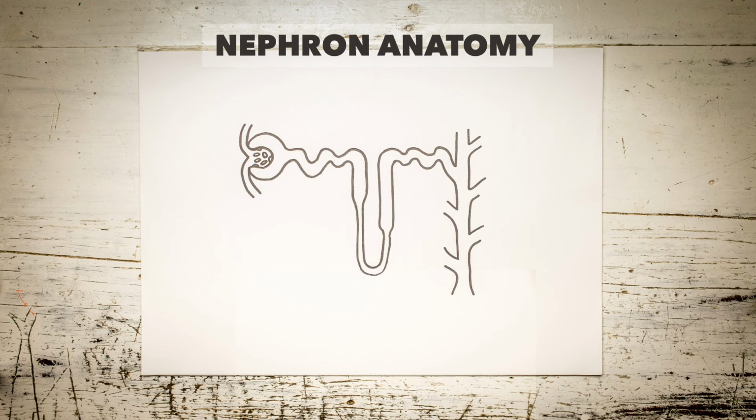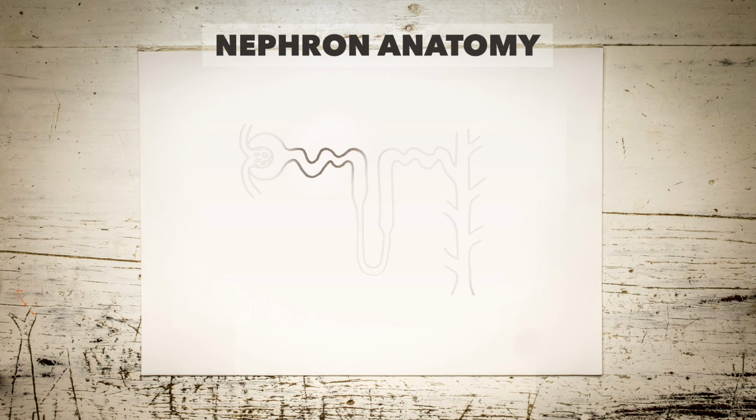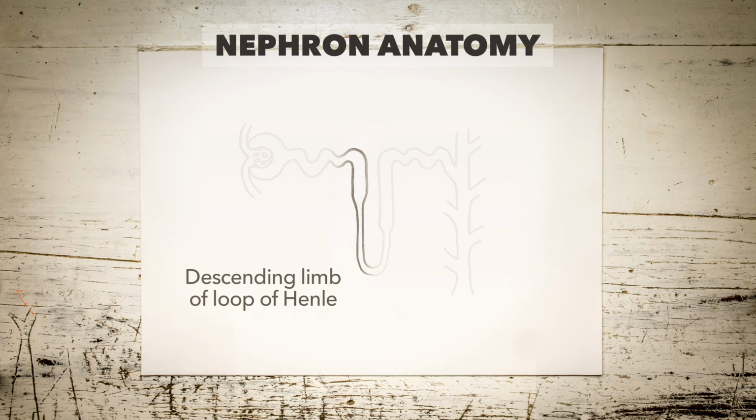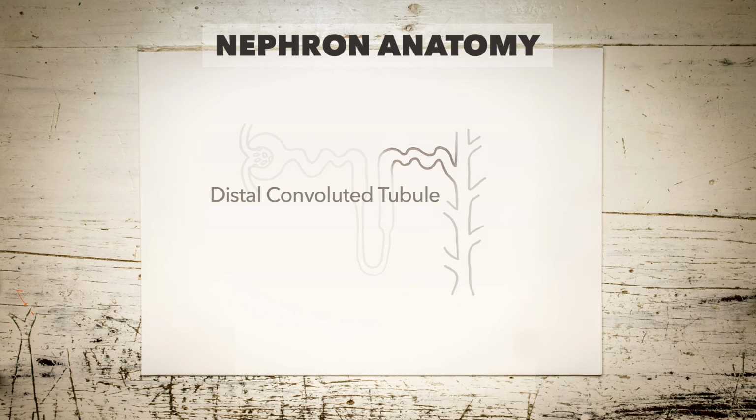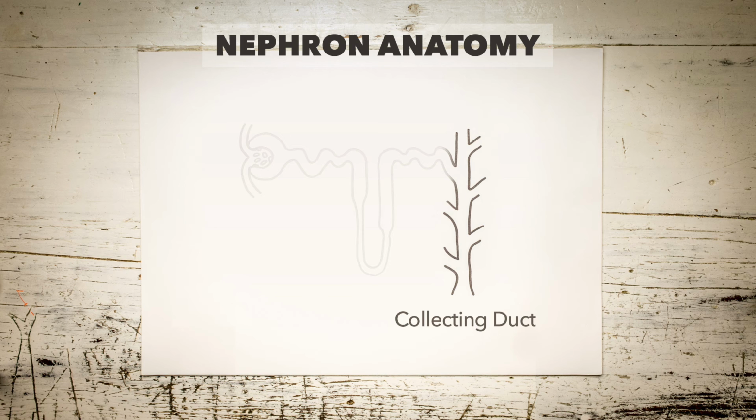After Bowman's capsule, the filtrate travels into the renal tubule. The first part of the renal tubule is called the proximal convoluted tubule. After passing through the proximal convoluted tubule, filtrate enters the loop of Henle, which consists of two portions, the descending limb of Henle and the ascending limb of Henle. After that, filtrate passes into the distal convoluted tubule and drains into the collecting duct.